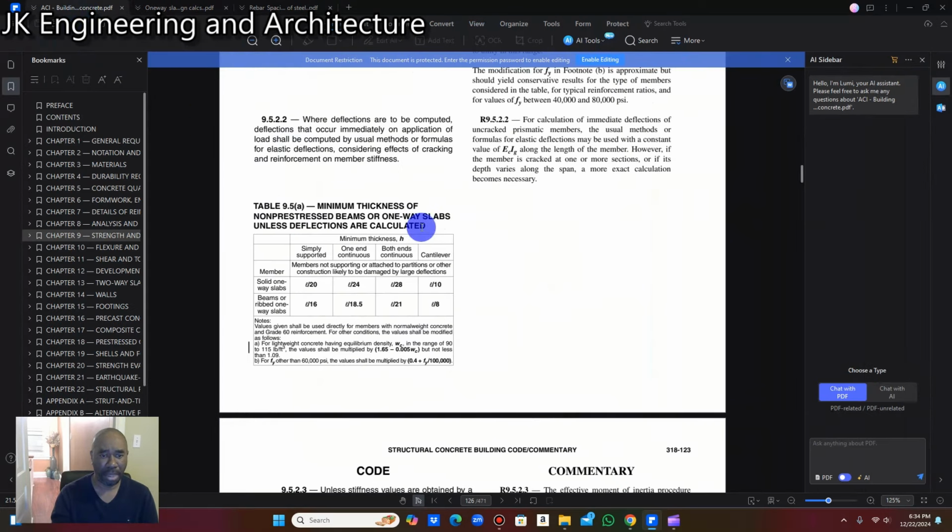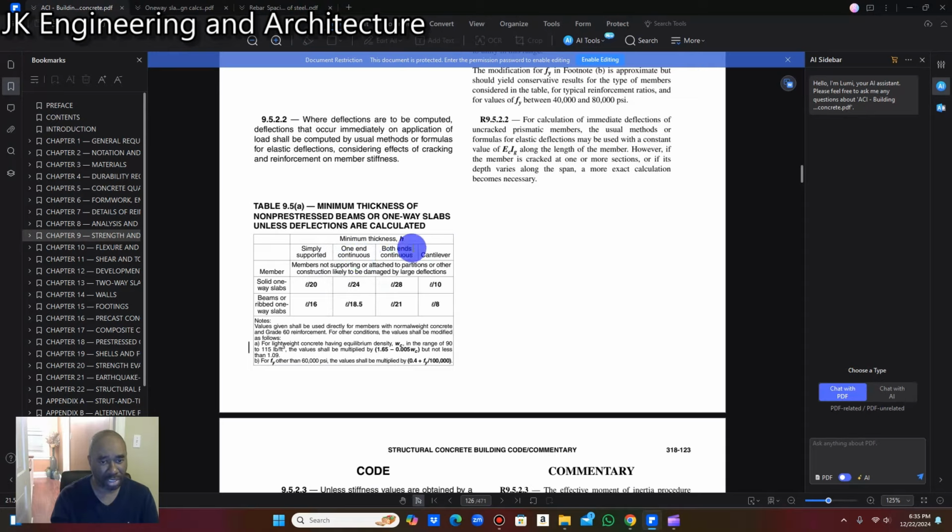If you look at Table 9.5 here in the ACI code, it says minimum thickness of a non-prestressed beam or one-way slab unless deflections are calculated. This is the table that we are going to use. For a simply supported one-way slab, we're going to use L over 20. If it was continuous, we would use L over 24.